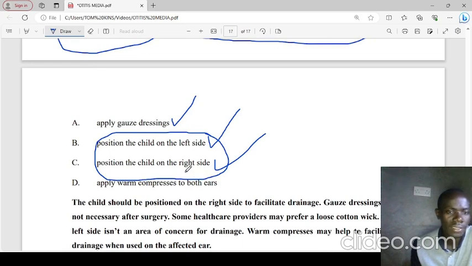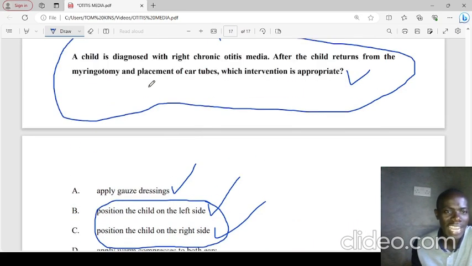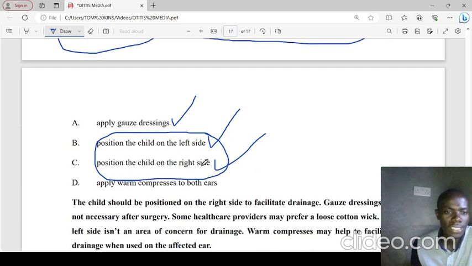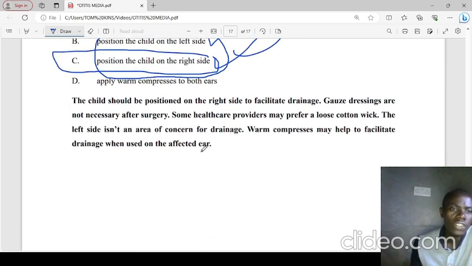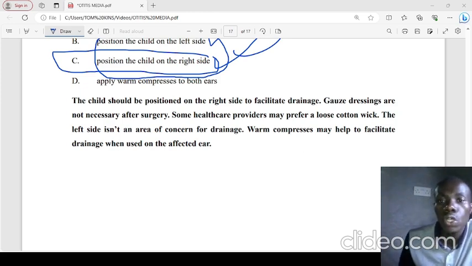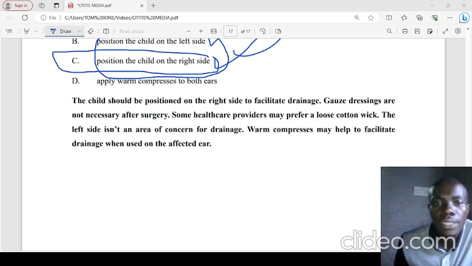So the child had right chronic otitis media. Place them on the right side. So the child should be positioned on the right side to facilitate drainage. Gauze dressings are not necessary after surgery. In fact, some physicians may prefer a loose cotton wick. The left side isn't the area of concern for drainage, and warm compresses may help to facilitate drainage when used on the affected ear and not the other.